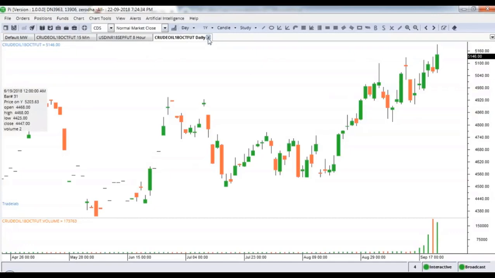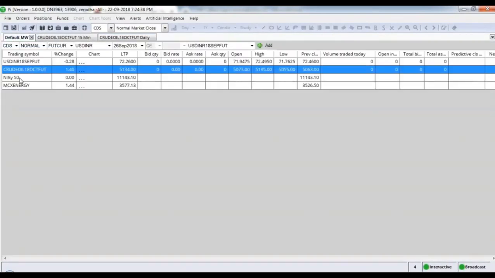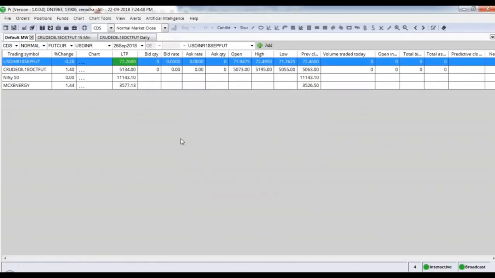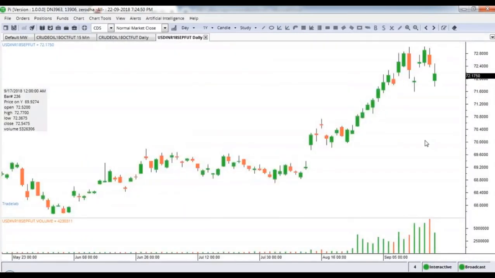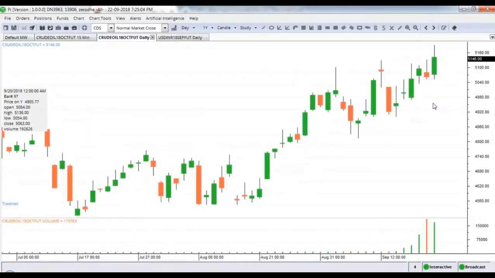So say for example, this is a daily chart, right? This is also a daily chart of say USD. Now let's try to understand this. Let's see, this is 12th of September, right? Yes, sir. So if this is 12th of September, let's see where is 12th of September on crude. Now 12th of September is this.